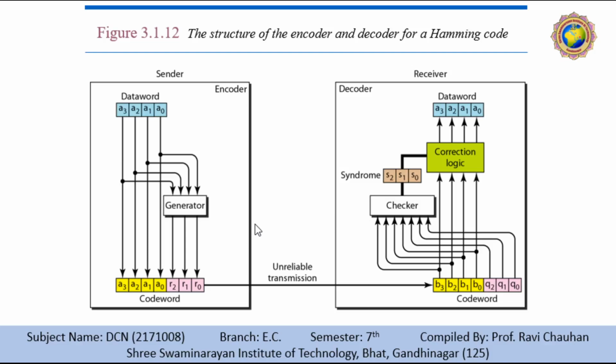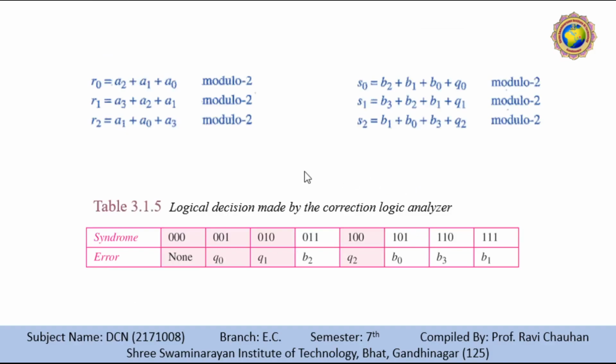The 3-bit syndrome creates 8 different patterns, 000 to 111, that can be represented as 8 different conditions. These conditions define the lack of error or an error in one of the 7 bits of the received word. You can see this table for the same. The logical decision made by the correction logic analyzer means 8 possibilities are there, 8 syndromes are there and 8 errors are written.